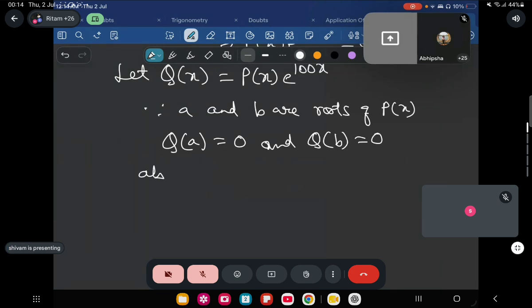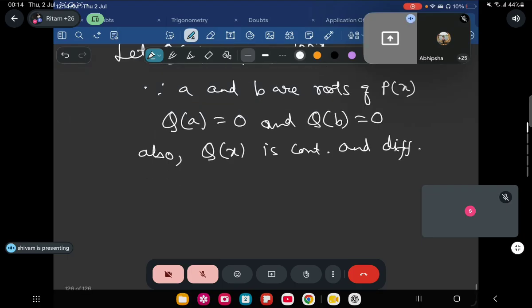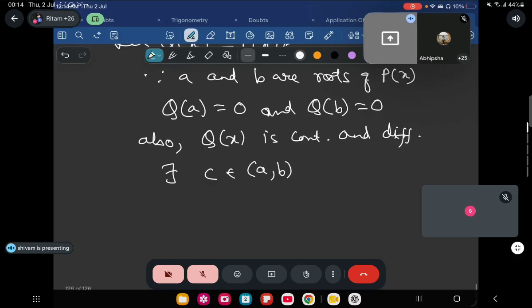Q of a equal to 0 and q of b will also be equal to 0. Also, q of x is continuous and differentiable. Since q of x is continuous and differentiable, there exists some c belongs to a comma b such that q dash c will be equal to 0.